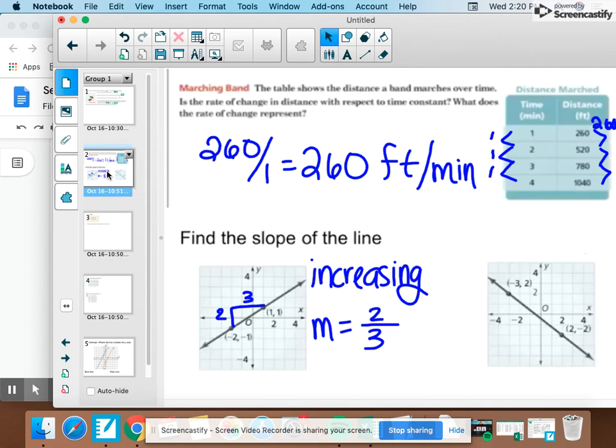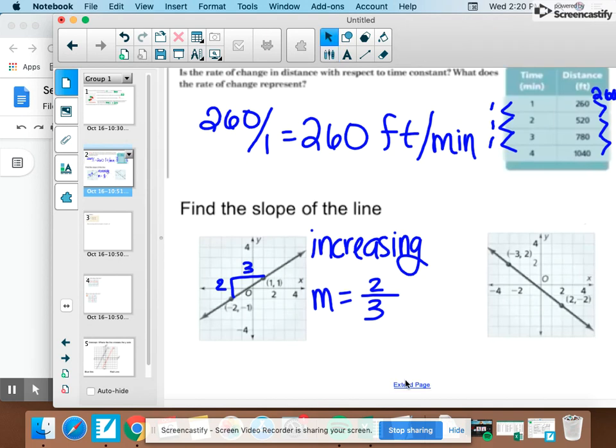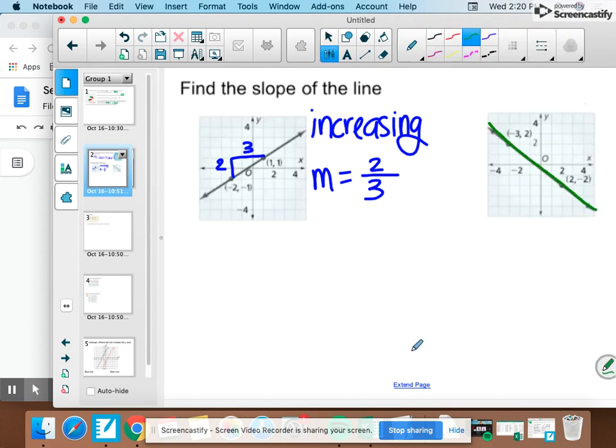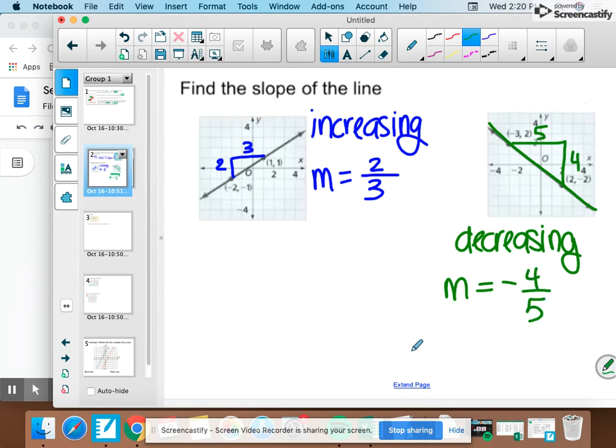Now, if we come over to the next graph, we're going to do a similar thing. We have the point -3, 2, and the point 2, -2. If I'm looking at this graph from left to right, it is going down. So this graph is decreasing. That means my slope is going to be negative, and then I'm still just going to count rise over run. So I go down 4 and over 5, so the slope is -4 over 5.